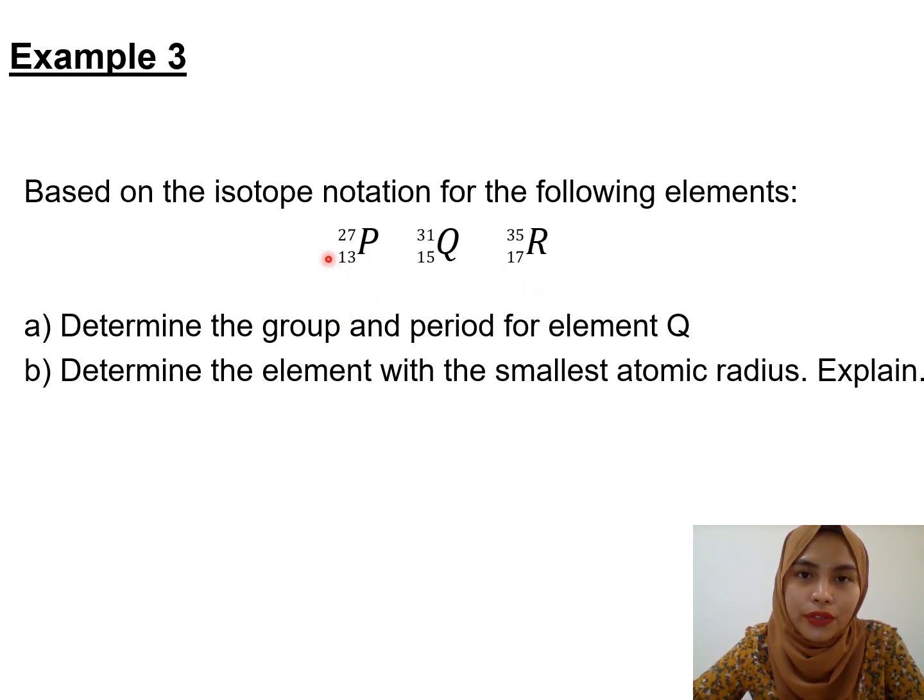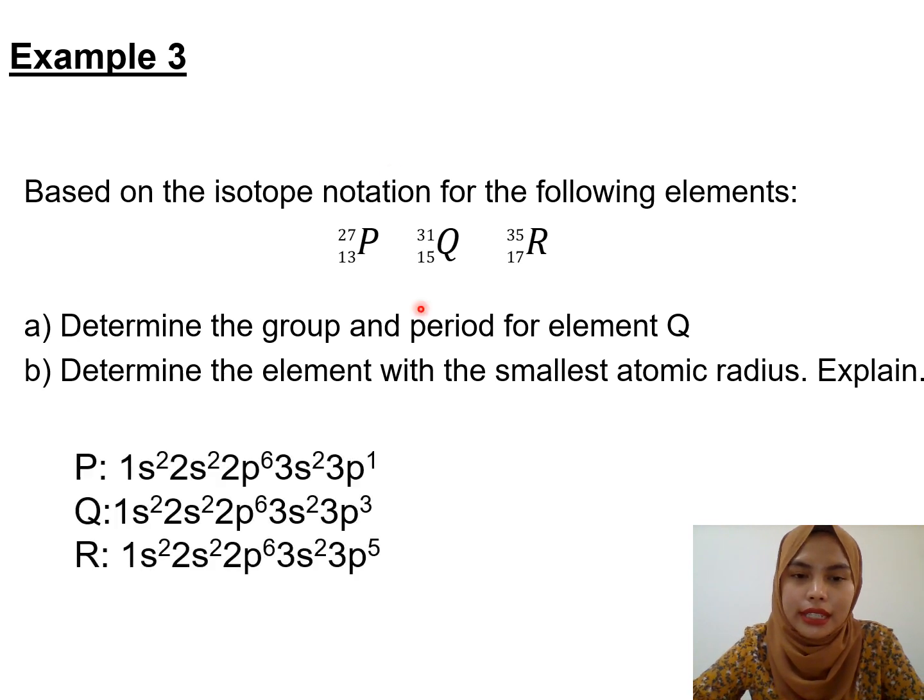Okay, first of all, you kena tahulah macam mana nak baca isotope notation. Ke atas adalah nucleon number, bawah adalah proton number, kan? Okay. Kiranya P ada proton number sebanyak 13, therefore P will have 13 electrons. Q ada proton number 15, therefore Q will have 15 electrons, and R will have 17 electrons. So when you tulis electronic configuration for each of them, then you will know macam apa yang kamu nak cari kat sini. So you will know P belongs at P block.